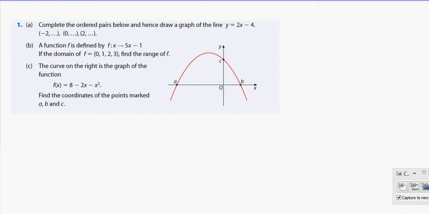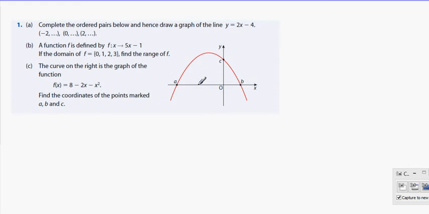1c, yeah? Okay, so 1c. For 1c, the curve on the right is the graph of the function f of x equals 8 minus 2x minus x squared. Find the coordinates of the points marked A, B and C.